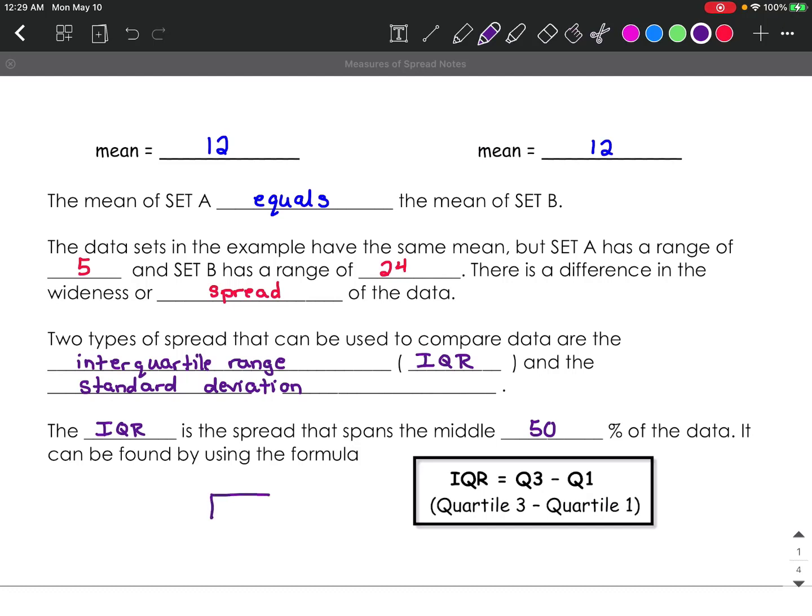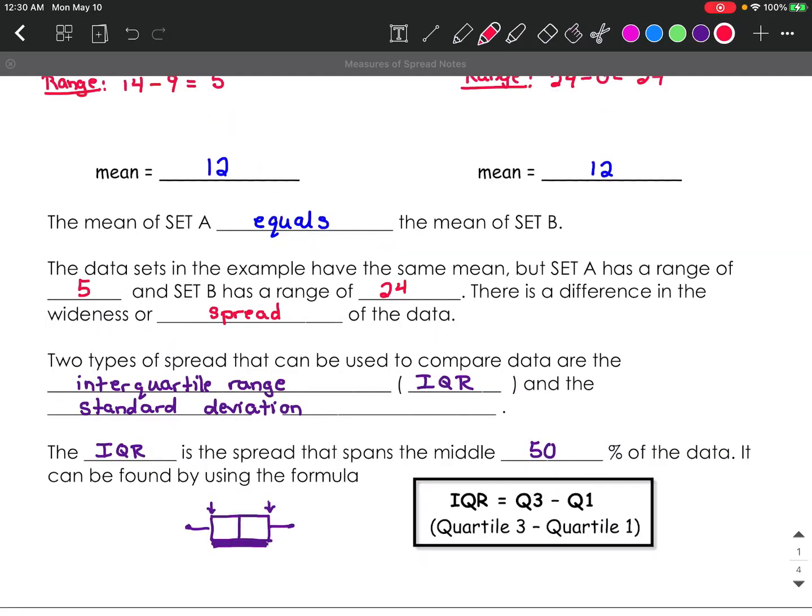So if you remember your box plots, you would take the data there and the number here, and you subtract them, and it tells you what this distance is in here. It tells you what the spread of the middle 50% is, okay?